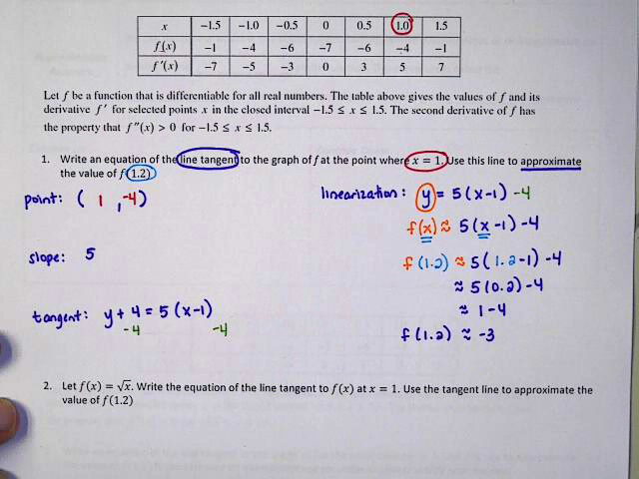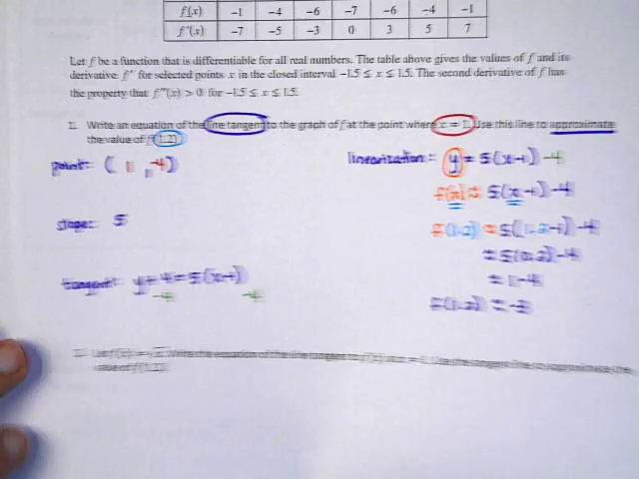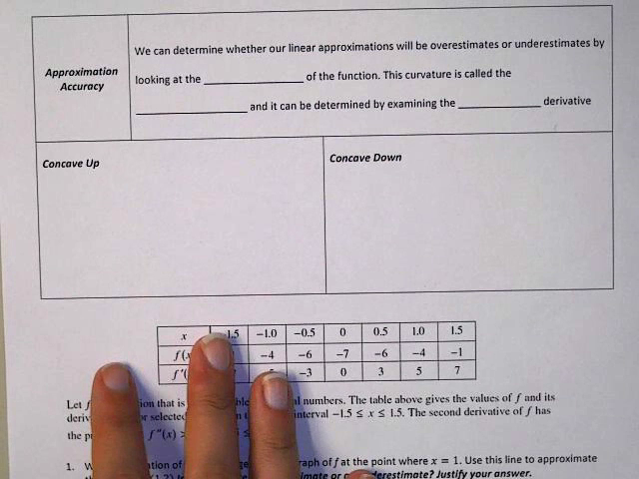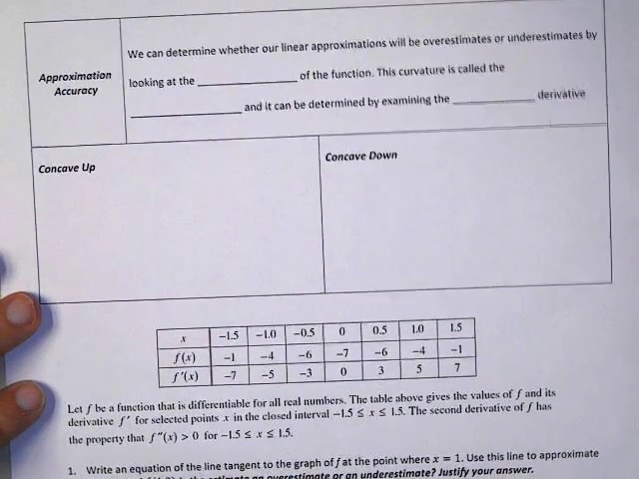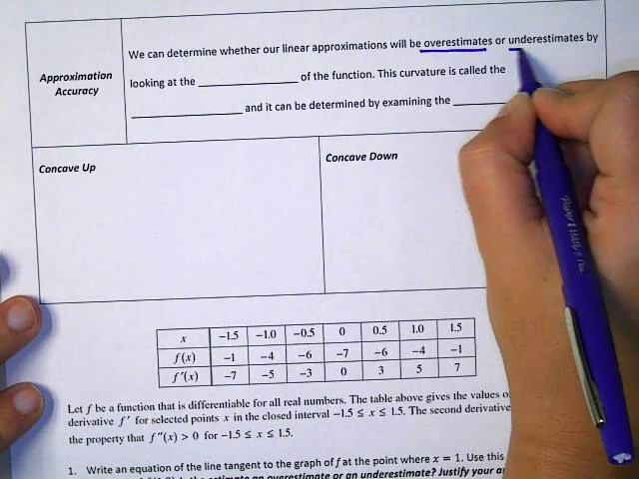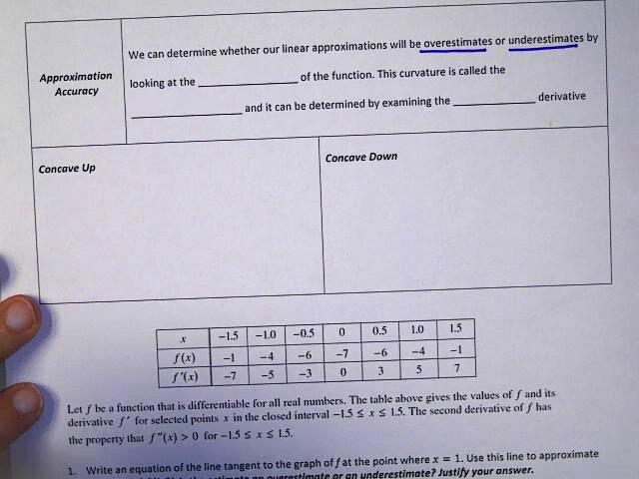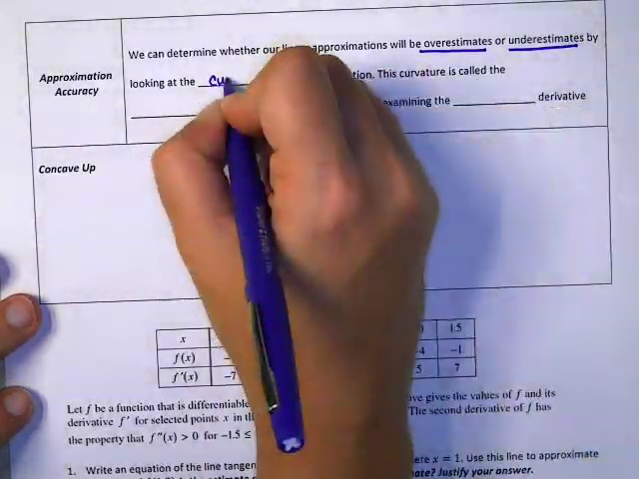Let's take a look then. We'll skip number 2. We'll maybe talk about that in class if we need another example tomorrow. And let's take a look at using accuracy. So one of the things we need to think about whenever we're approximating something is whether the estimate that we have is an overestimate, which means it's too big, or an underestimate, which means it's too small. We can figure this out by looking at the concavity or the curvature of the function.